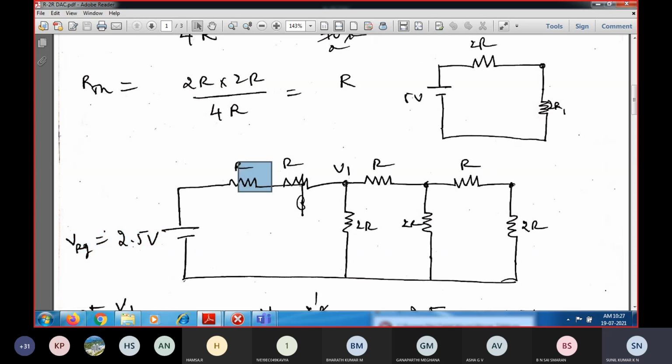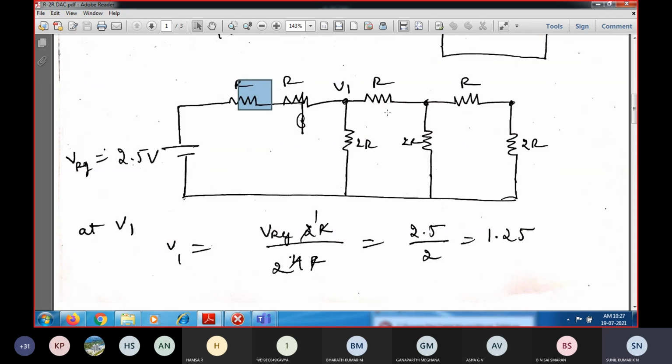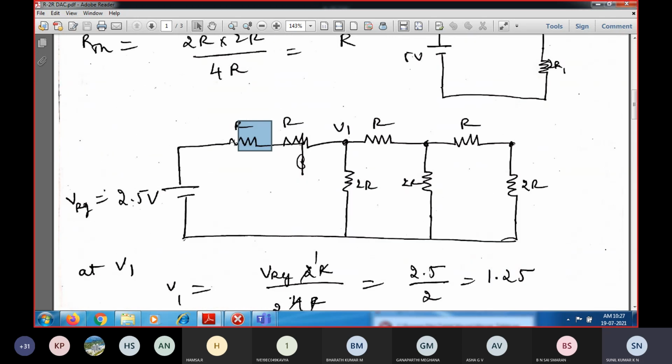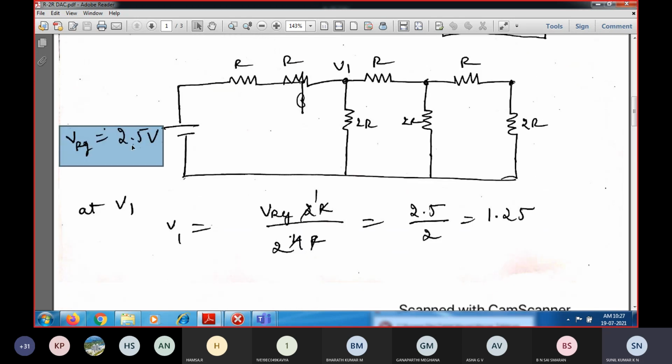And the remaining thing, we can easily find out what is the corresponding voltage at this point. So 2.5 volts is the reference voltage. To find out the voltage at this position, it is 2.5 into 2R divided by 4R. So V reference into 2R, divided by 2R plus 2R, which is 4R, so it will be equal to 1.25 volts.